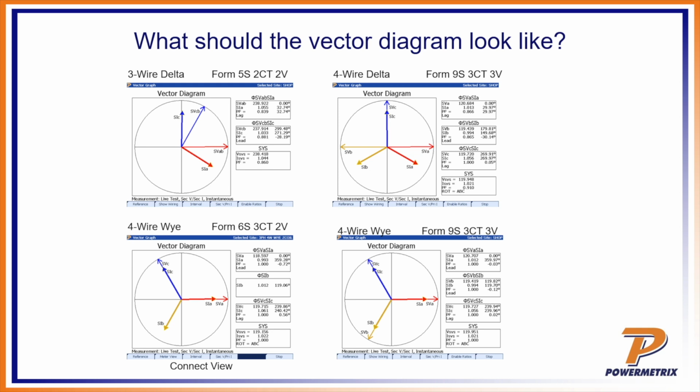And it's very common that 5S's raise a lot of questions, and the reason is because phase B is used as a reference, and it gives you this strange looking vector diagram. However, this is normal for a 5S. On one side you have a lagging phase relationship, and on the other side you have a leading phase relationship. It's because phase B is your reference.